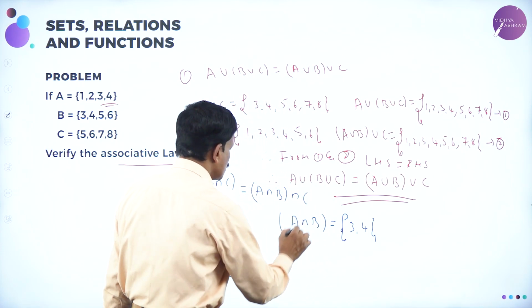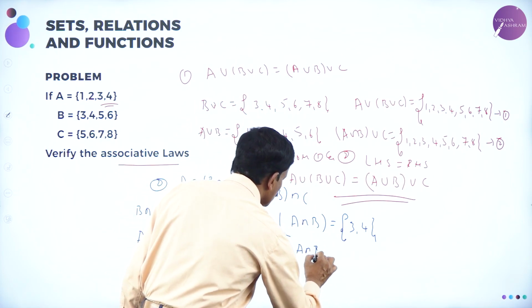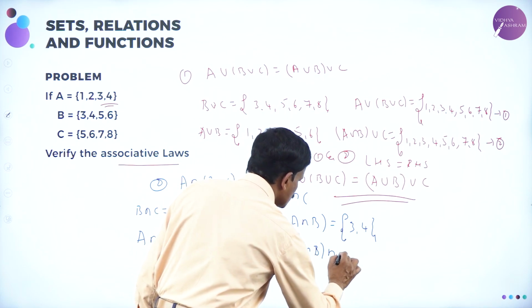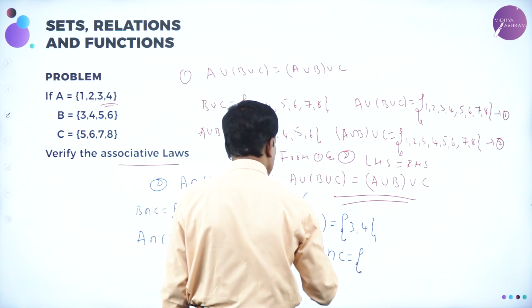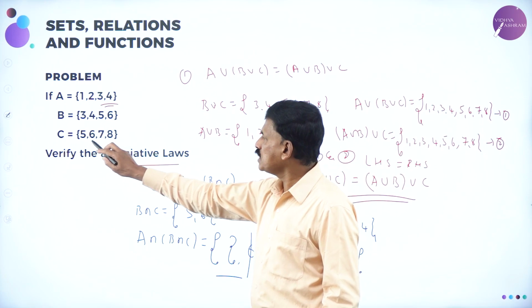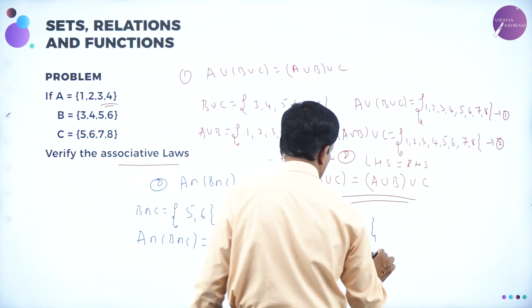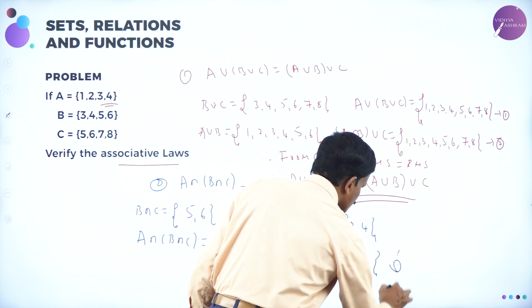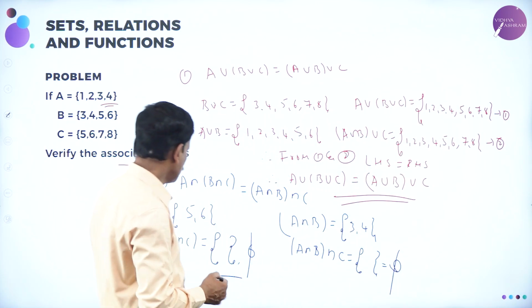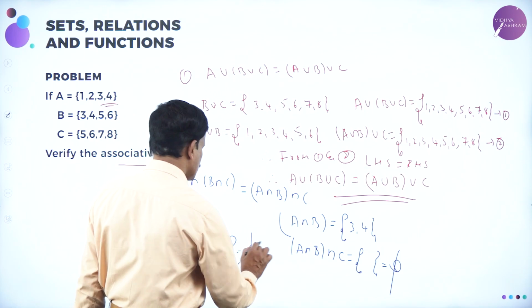Now, the right hand side is A intersection B intersection C. The common in A intersection B and C. So, C contains 5, 6, 7, 8. A intersection B contains 3, 4. So, nothing is there. Therefore, again this is also a null set. So, both are null sets.